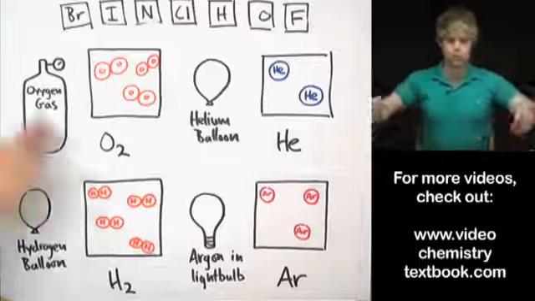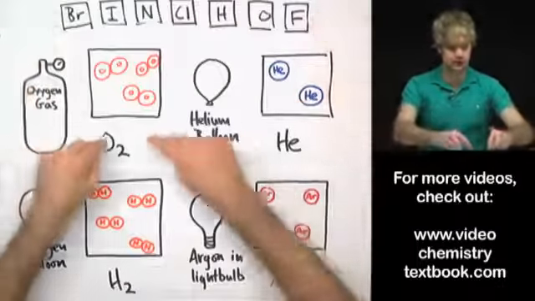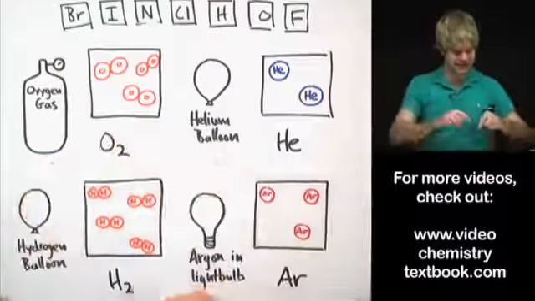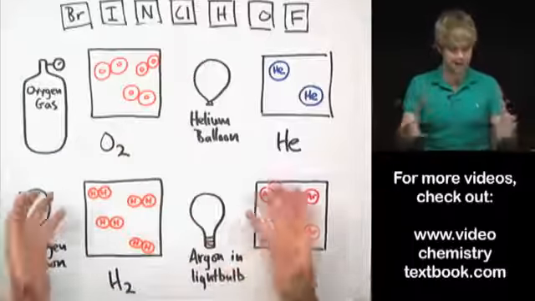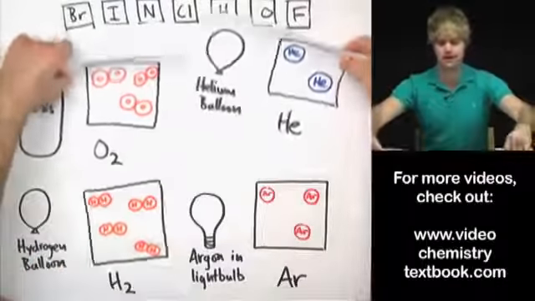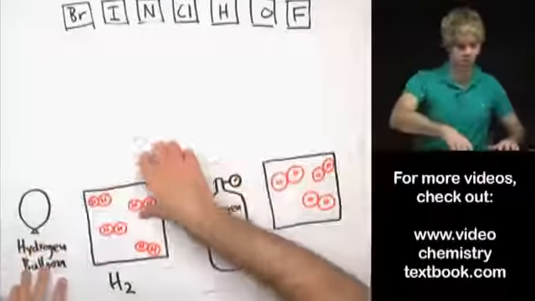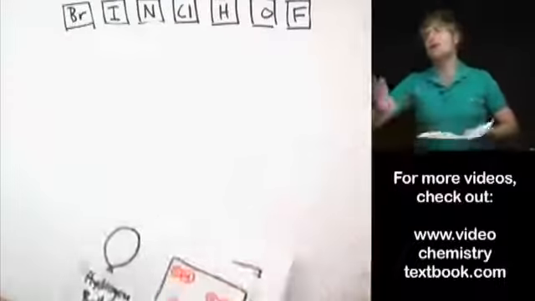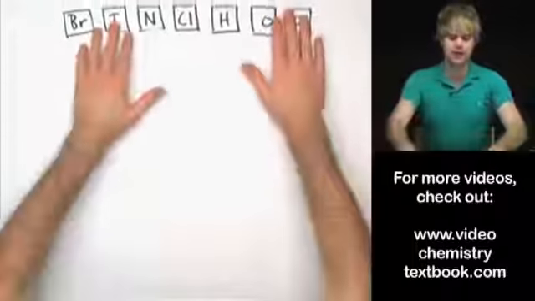So, whether or not something is diatomic influences how we write the name of the chemical. So, it's important to remember which of the elements are diatomic and which aren't. So how can you do that? There are a couple ways. Here's what I like to do.